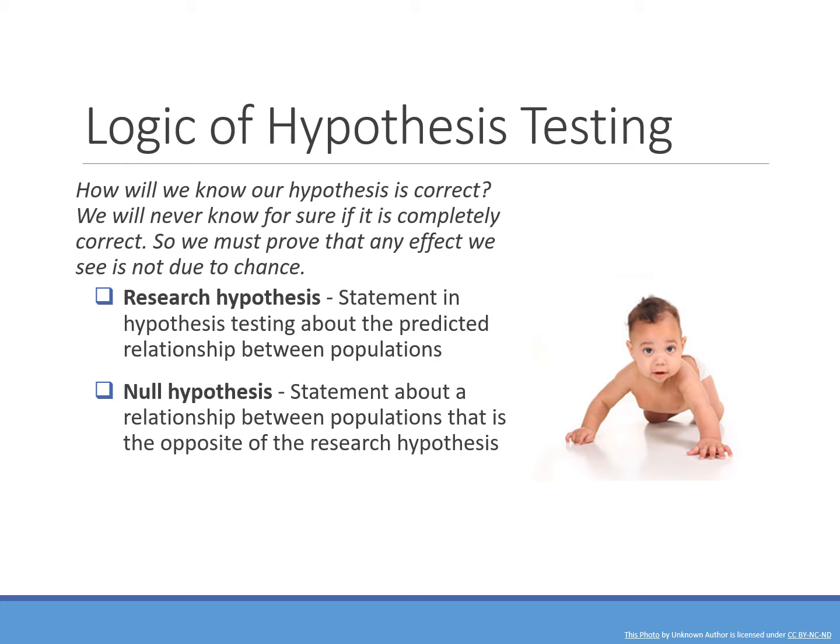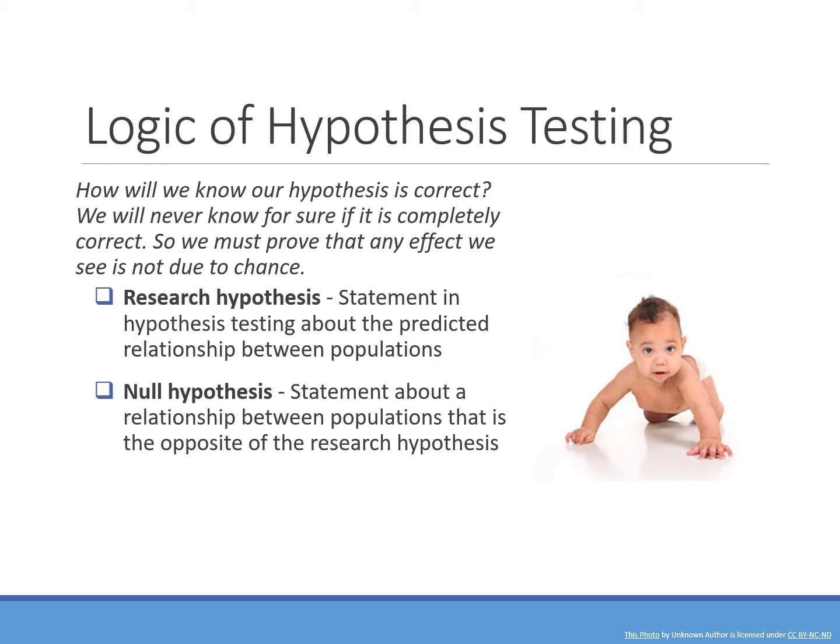So what we have to do is prove that any effect we see is not due to chance. In order to do that, we look at 2 types of hypotheses. One is our research hypothesis, and this is the statement in hypothesis testing about the predicted relationship between the populations. I'll go into this in a little bit more detail, but specifically for our test, the babies who take the vitamins are going to walk earlier than the babies who don't. That's our research hypothesis.